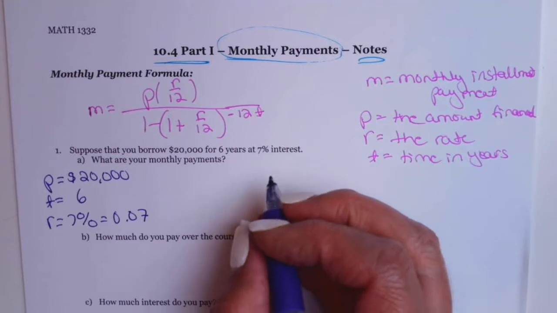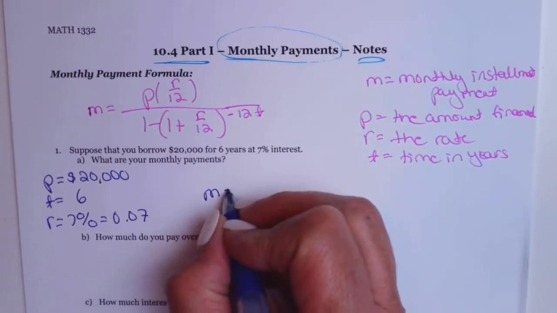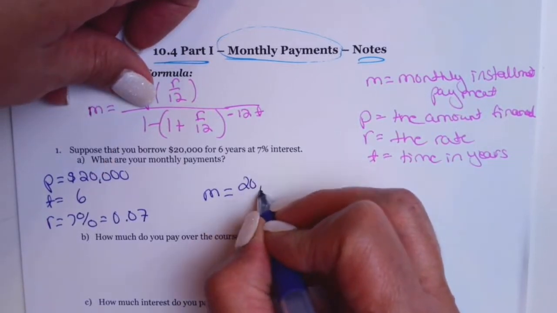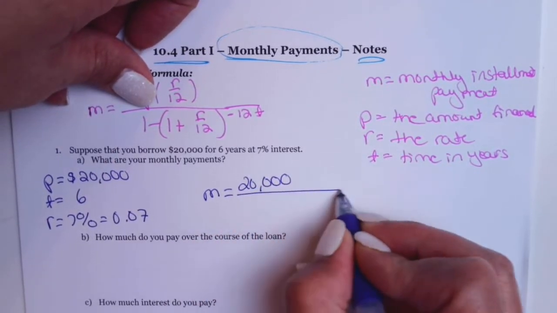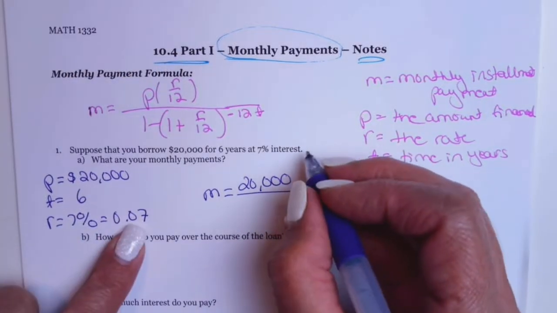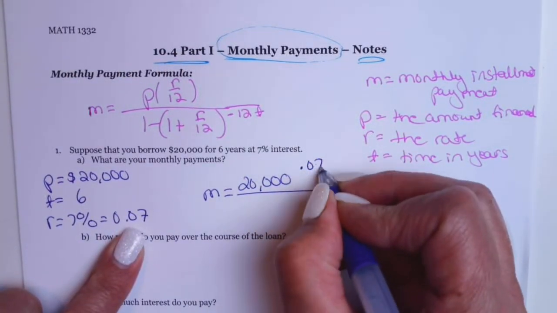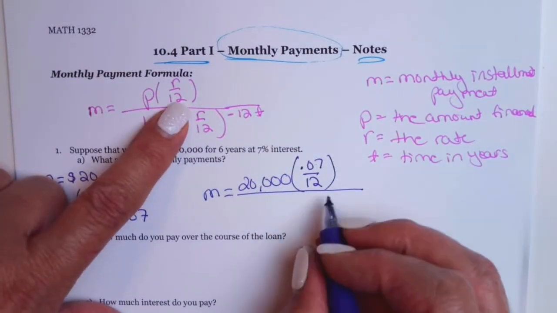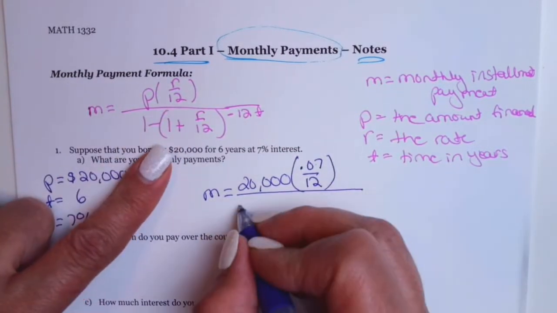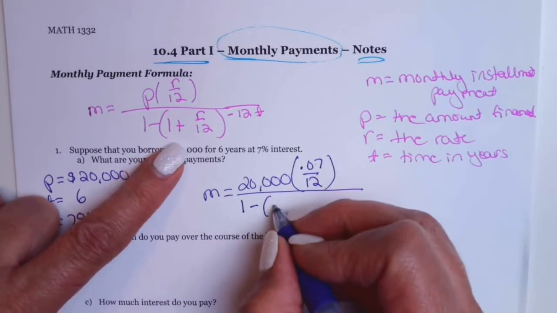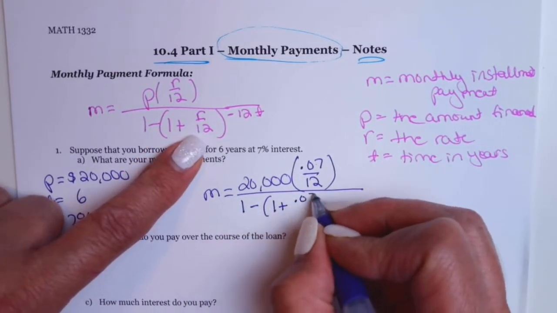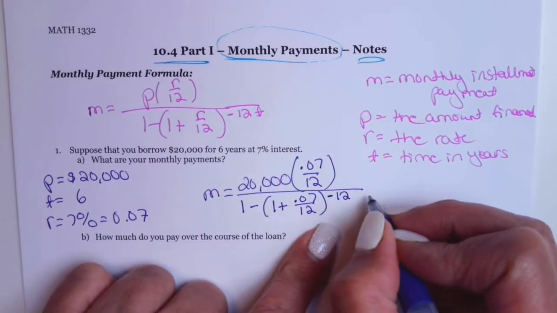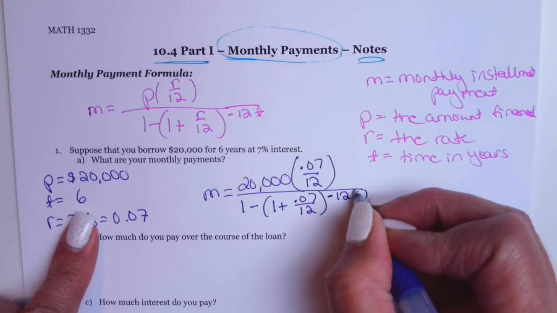Now, our monthly payments. What we're going to do is put the P in here. So 20,000. R is the 0.07 divided by 12. That 12 comes from monthly. There's 12 months in a year. 1 minus parentheses open, 1 plus, and again 0.07 divided by 12, to the power of negative 12 times the time, which is 6.